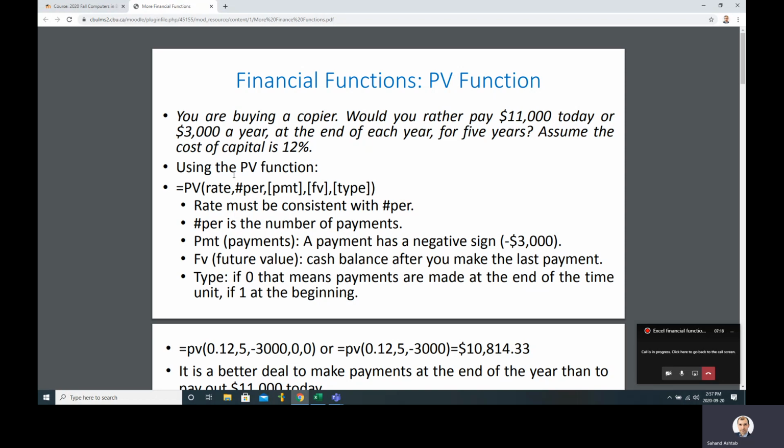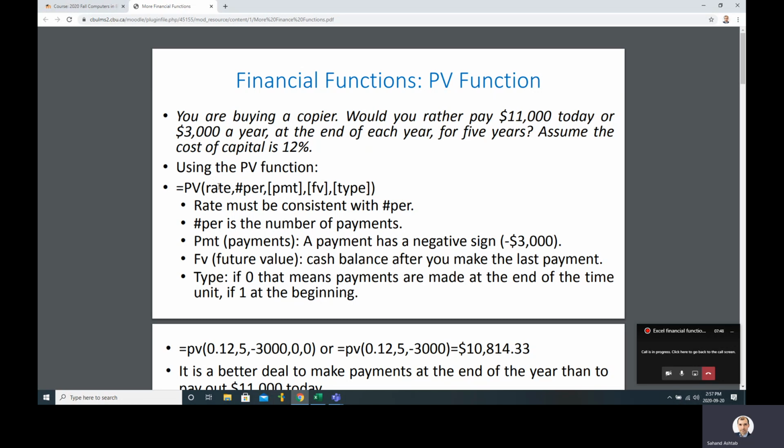So it is a function. As we have learned, we will start with the equal sign, and then we have PV, which is present value. You see that there are 5 arguments here: rate, number of periods or payments, payment itself, future value, and type. There are some similarities between some of these arguments and what we have learned in the PMT function in terms of the arguments that go into these.